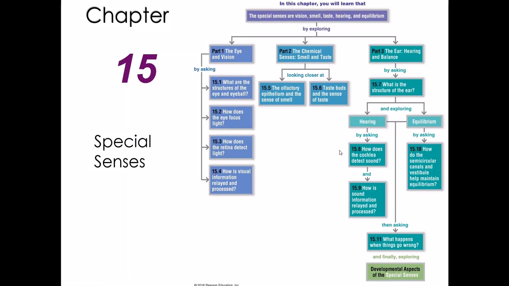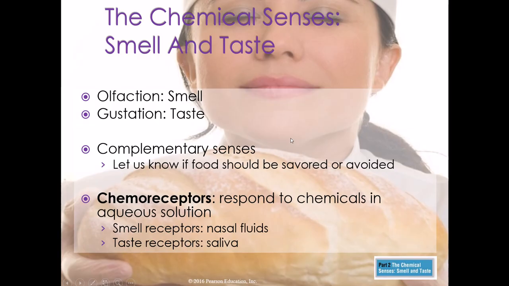Welcome. This is going to be part 2 of chapter 15, focusing on our chemoreceptor senses, what we collectively refer to as the chemical senses, which is olfaction and gustation. Olfaction, of course, is smell, gustation is taste, and there's really two reasons that they get studied together. One is that they both use chemoreceptors that carry out the transduction, and the senses are kind of complementary.